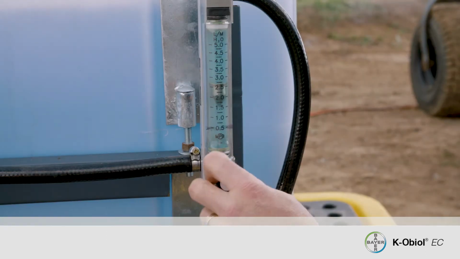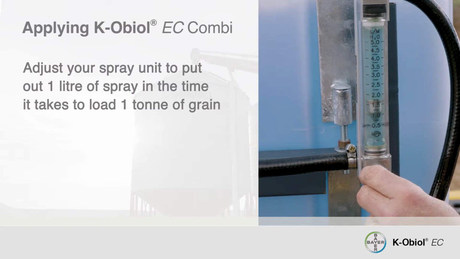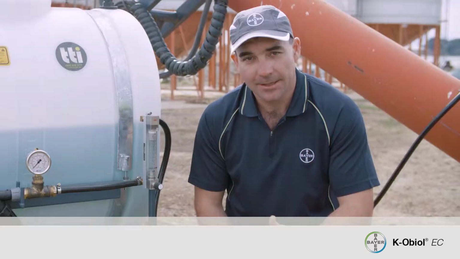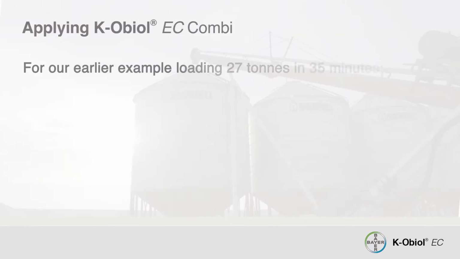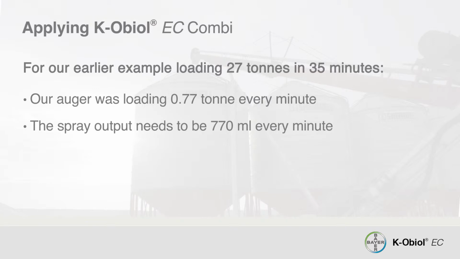Next, adjust your spray unit to put out 1 litre of mixture in the time it takes you to load 1 tonne of grain. It's easy to remember because we have 1 litre of mixture per tonne of grain. With our example we gave before, our auger was loading 0.77 tonnes every minute. We need to adjust our spray unit to put out 0.77 litres or 770 mils every minute.